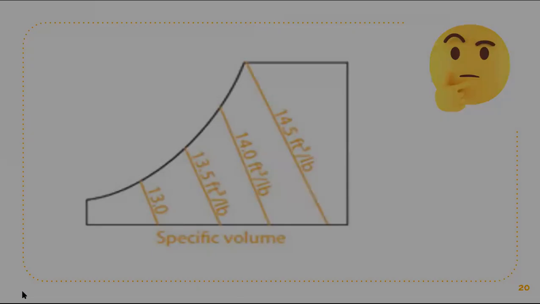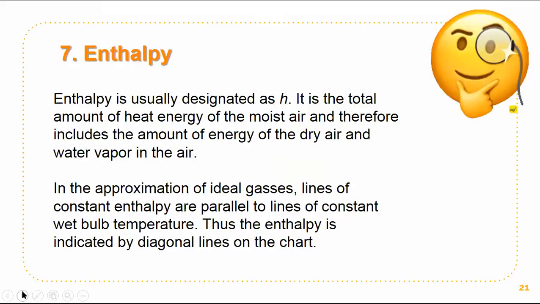Now, last is the enthalpy. So enthalpy is usually designated as H, even in thermodynamics. It is the total amount of heat energy of the moist air, in the case of the mixture of water vapor and air, and therefore includes the amount of energy of the dry air and the water vapor in the air. So you will have a formula representation of this at the start of the drying problems that we will be solving in our last topic for this semester.